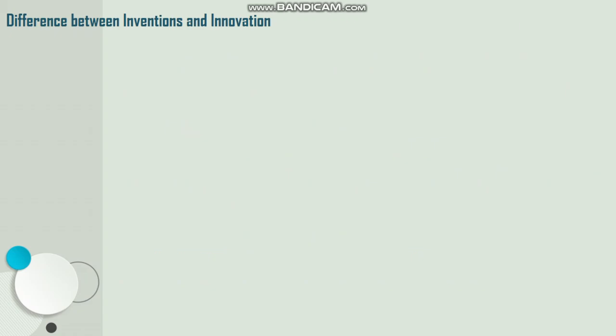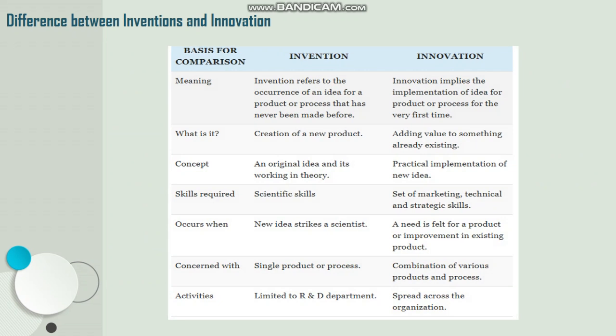So, these are the differences between inventions and innovations. Invention refers to the occurrence of an idea for a product or process that has never been made, or it is the creation of a new product. Innovation simply implies the implementation of an idea for a product or process for the very first time, or adding value to something already existing. So these are the differences between invention and innovation.